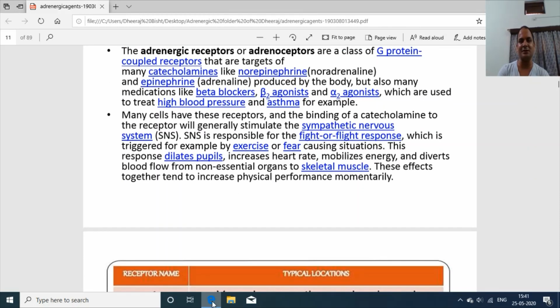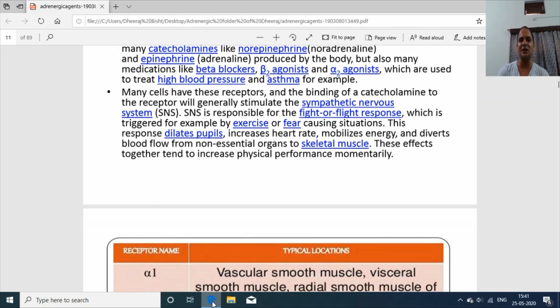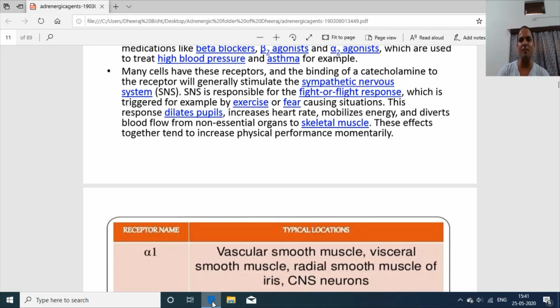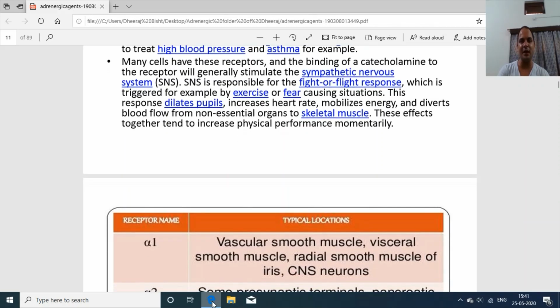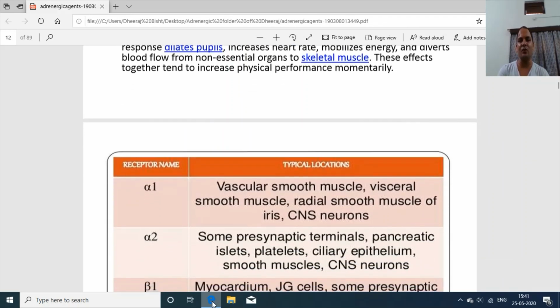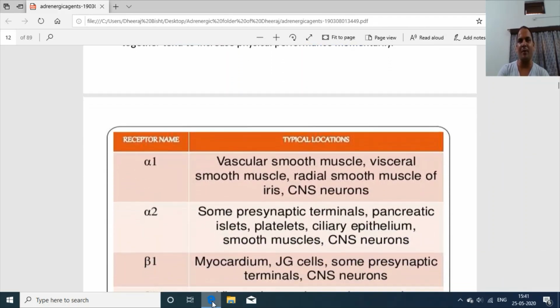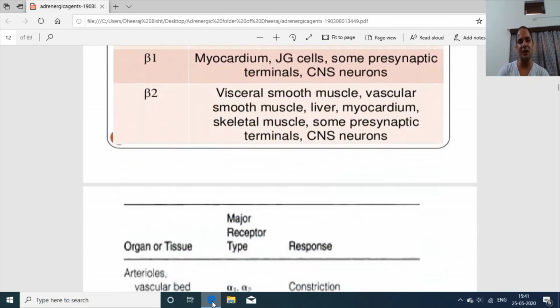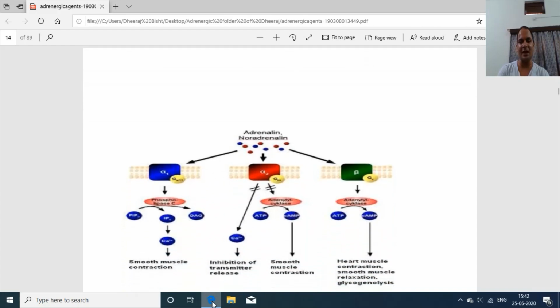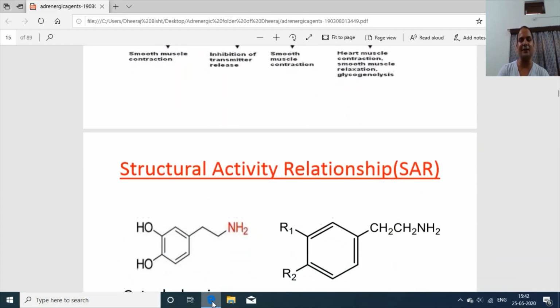The sympathetic nervous system is responsible for the fight or flight response, which is triggered, for example, by exercise or fear-causing situations. This response dilates pupils, increases heart rate, mobilizes energy and diverts blood flow from non-essential organs to skeletal muscles. These effects together tend to increase physical performance momentarily. Their action is momentary, whenever this type of situation arises, that is, the flight.